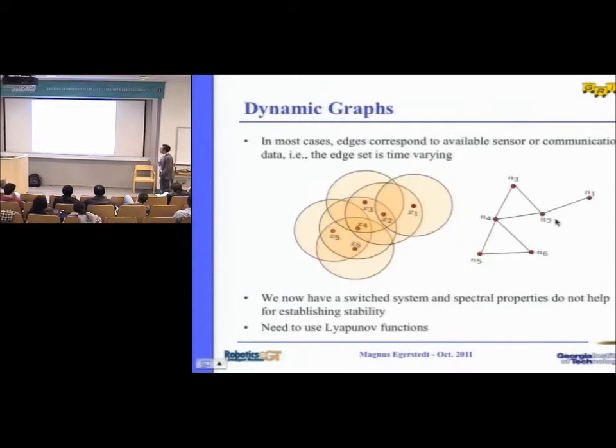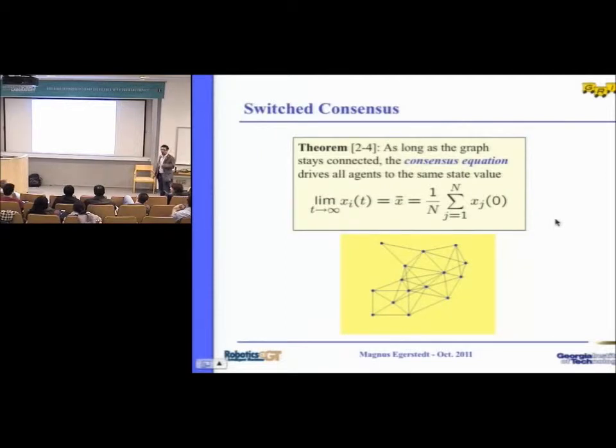But the point is that if you have now much more elaborate graphs, you can't look at eigenvalues all of a sudden. You have to be a little bit more creative. But it turns out that you can actually fairly easily do this hybrid Lyapunov function technique. And I have a reference in here if you want to look at it. But the point is that we can actually show theorems for these switched graphs as well, where edges come and go. And here's a nice theorem. As long as the graph stays connected, so edges can come and go, but as long as the graph is connected, then this consensus equation we talked about will still drive all the agents to the same state value.